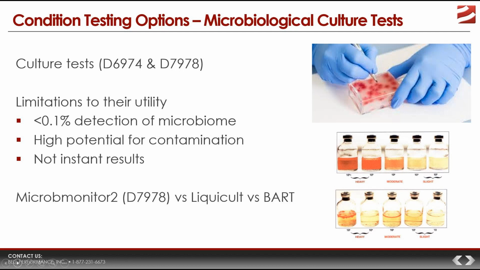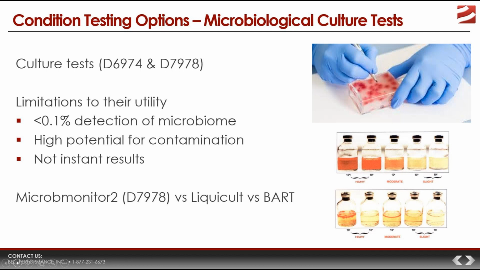Now, Microbe Monitor 2 has an ASTM number associated with it, 7978. This is what the person at the top is handling, the person with the blue gloves. It's a container that has this thixotropic culture gel. And so you inoculate the bottle with your fuel, you let it grow, you count the number of colonies, and you compare that to a chart in order to give a general range of number of microbial presence in your fuel.